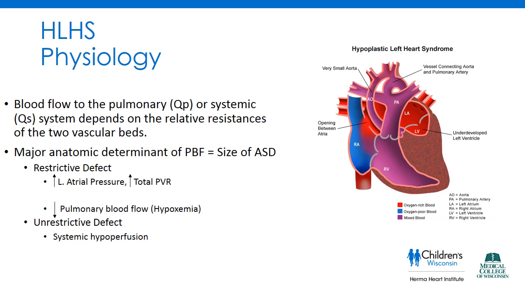An unrestrictive defect can result in systemic hypoperfusion. That would mean that the pulmonary vascular resistance, the pressures in the lungs, drop. And so blood flow would preferentially want to go that way and not out to the body, and result in systemic hypoperfusion.